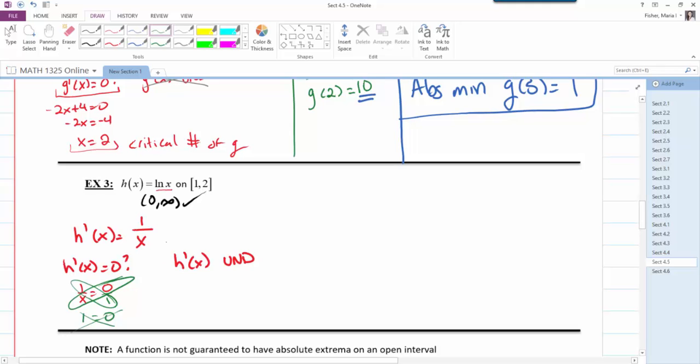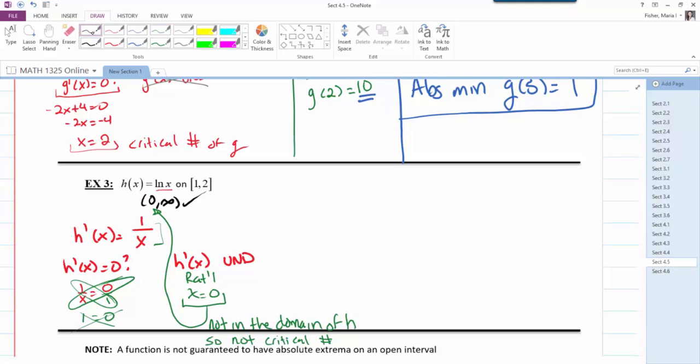Then, where is it undefined? Well, this is a rational function, and since it's rational, I can just set the denominator x equal to 0 and solve for x. Well, I'm already solved for x, so then I need to figure out, is this a critical number? Is it part of the domain? No, 0 is not included. How do I know that? Because of the parentheses. So this is not in the domain of h, which means it's not a critical number. So I don't have any critical numbers for this particular function.